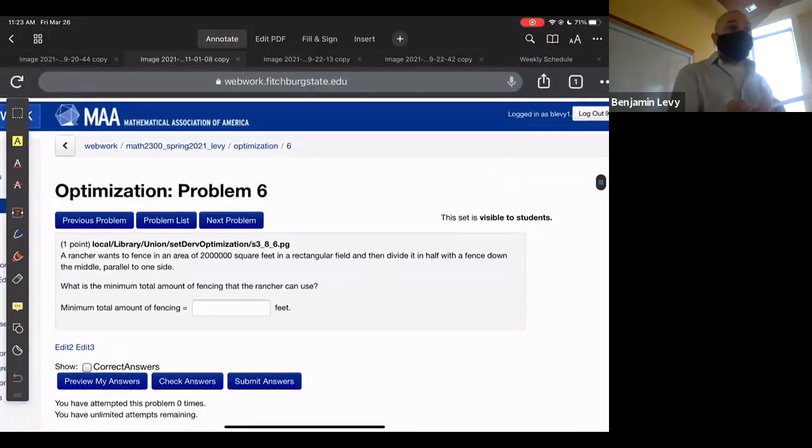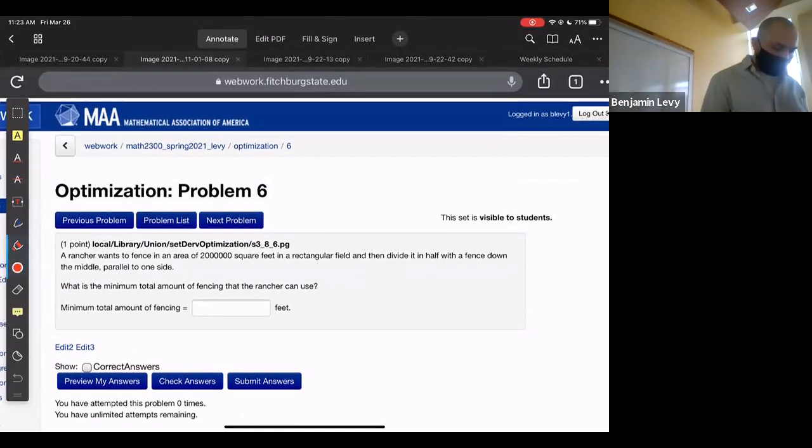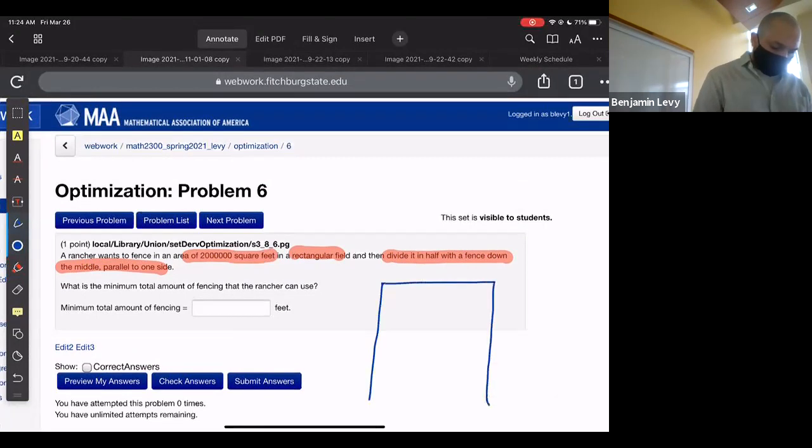So this is similar to the example we did in class, where a guy's building a fence. The difference is that it's a different shape. The ranch has a certain number of square feet that it wants to enclose, and they're describing what it looks like. It's a rectangular field, but divided in half with a fence down the middle. So let's draw a picture of what that looks like. Maybe like that. Although it's not clear if the line's supposed to be like that or like this, but I don't think it really matters.